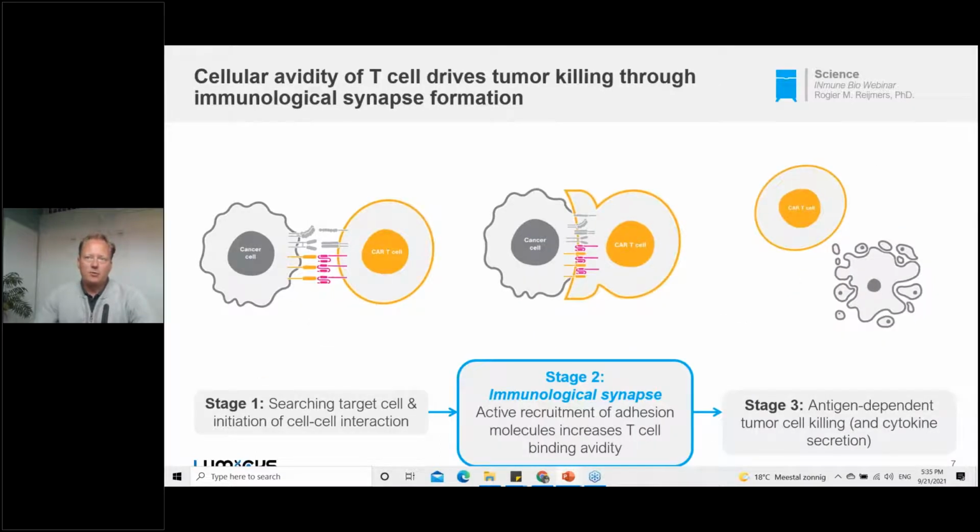Because we know that the anti-tumor response is really driven by these overall interactions that take place at the immune cell-tumor cell interface, it is the T cell binding avidity that drives the tumor killing through the formation of a strong immunological synapse, which can be formed upon the initial recognition of the target. And in this specific synaptic state, the interaction forces substantially increase because of the active recruitment of adhesion molecules. And only in this state, the T cells can execute the killing very efficiently by secreting these cytotoxic granules.